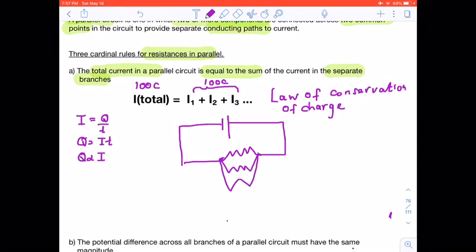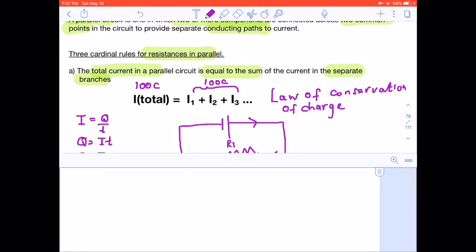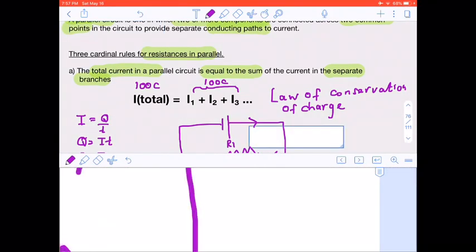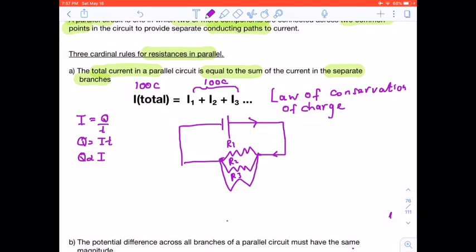Let's say this resistor is R1, let's call that R2, and let's call that R3. If we look at this, we know that conventional current travels from the positive to the negative, and as it travels, it branches out and goes through the respective resistances.